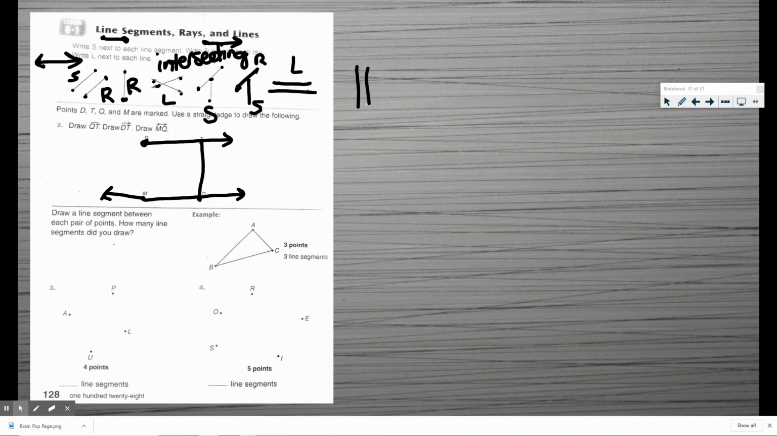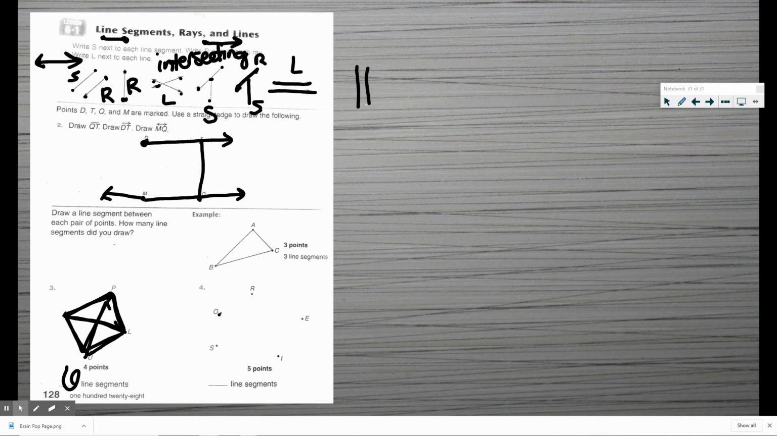Finally, we're going to draw line segments between each pair of points. How many line segments do we draw? So we're going to draw line segment AP, line segment PL, line segment LU, and then line segment UA. But we're not quite done because A can connect to L, so line segment AL, and then PU. So we are going to count our line segments that we drew. 1, 2, 3, 4, 5, 6. So we have 6 line segments.